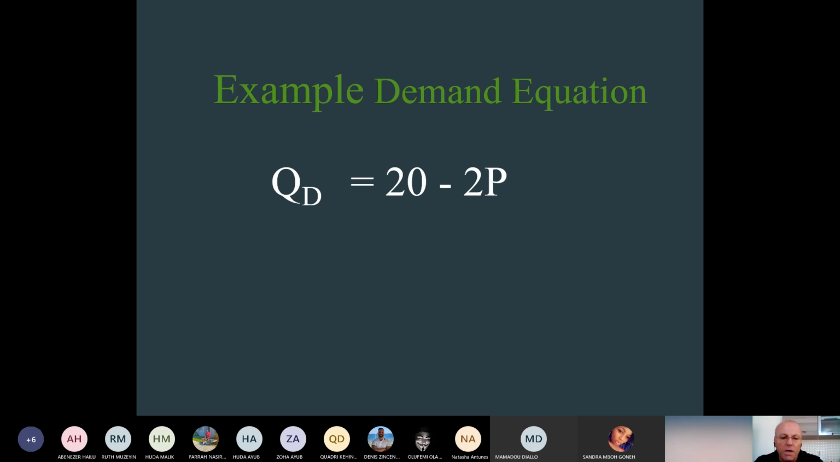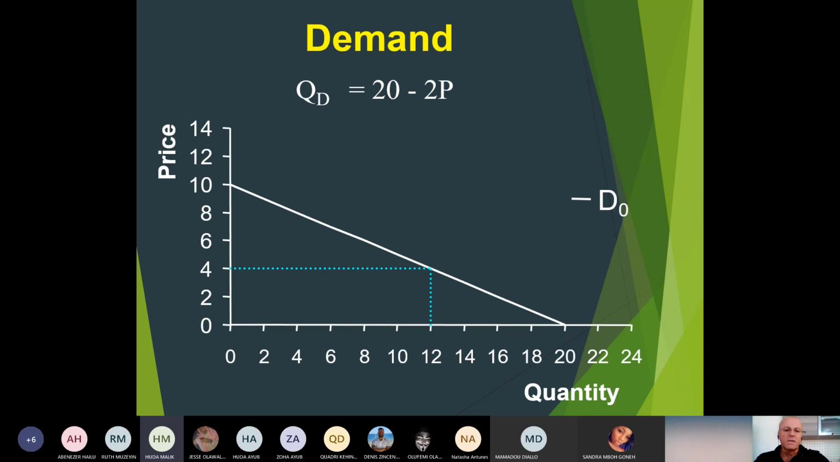The example demand equation is this one. QD is given, of course. This is an example: QD is equal to 20 minus 2P, where 20 is the intercept, the constant, and minus 2P, where 2 is the slope of this curve. You understand we have here a linear equation. Is that right? Yes, sir. Okay, then we plot this graphic.